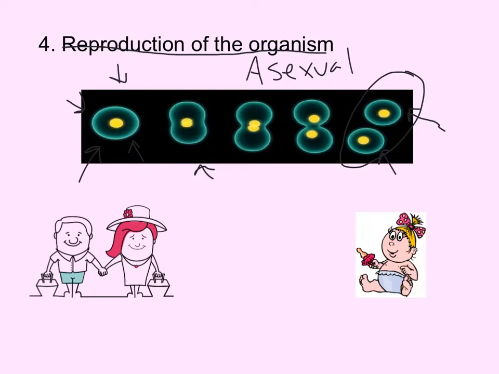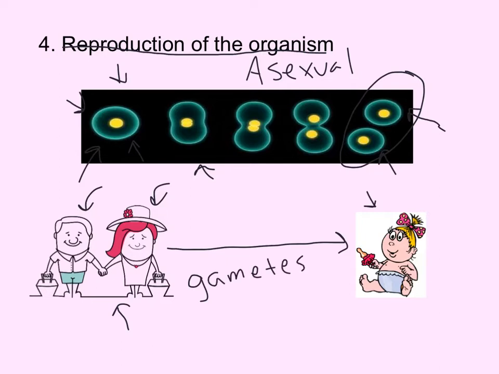Down here, you have this couple, they're holding hands. Well, I'm not going to tell you what happens after the holding hand stage, but eventually these two, you have two parent organisms, a mother and a father, and they can reproduce to make a baby. Now, these two, they form sex cells. Sex cells are called gametes.